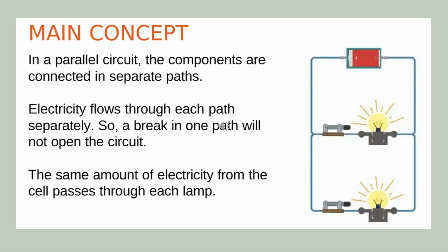However, in this slide, you will notice in a parallel circuit, the components are connected in separate paths. Electricity flows through each path separately. So a break in one of the paths will not open the circuit, and the same amount of electricity from the cell passes through each lamp.